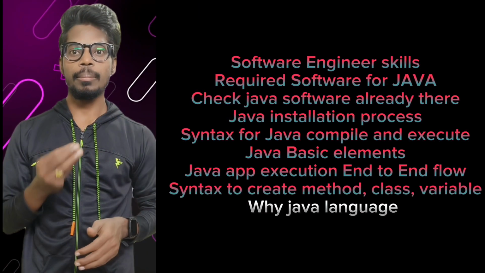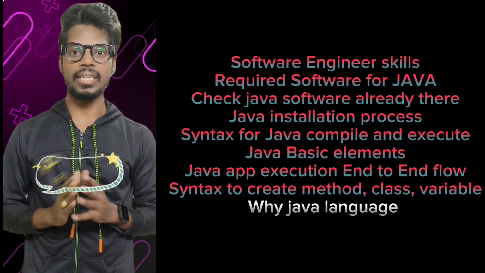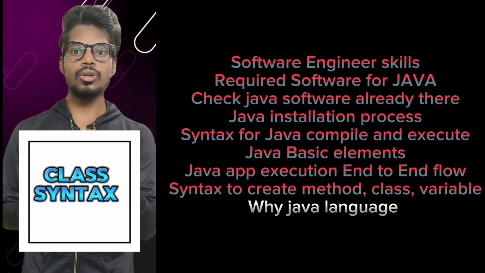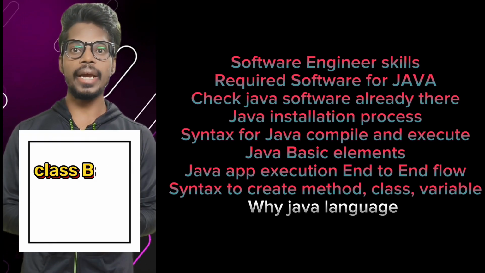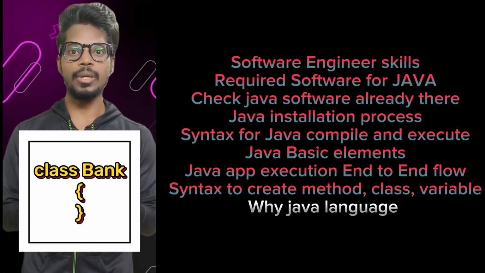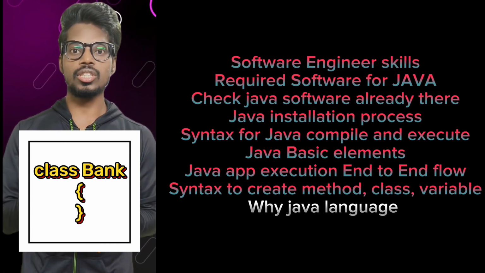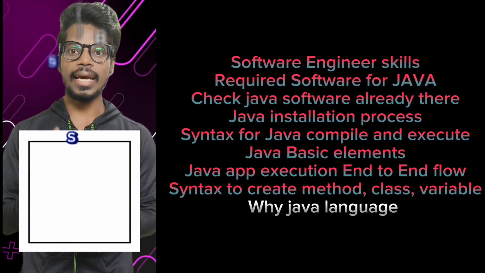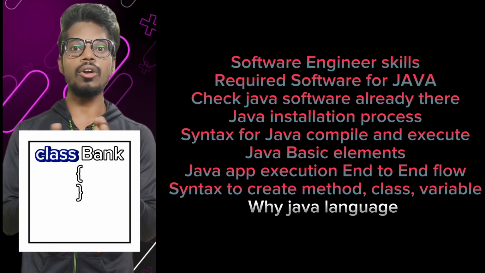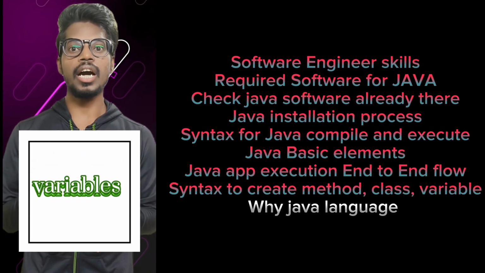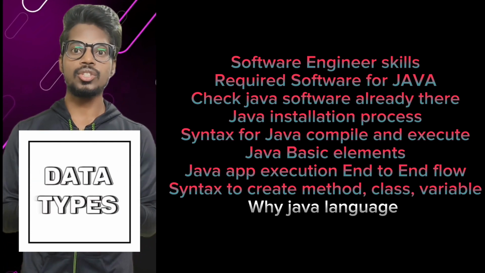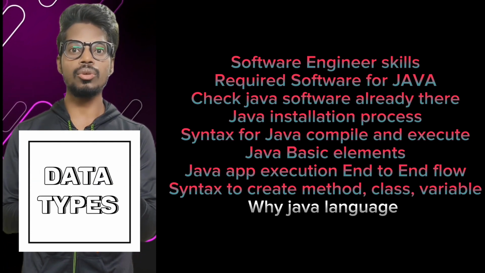Syntax to create methods, variables, classes and packages, guys. When it comes to a class: the class name, open bracket and closed bracket. This is the minimum syntax to create a class. That's why we have to use the keyword called class. In the same way, if you want to create a variable, we have to use the concept called data types. Any data type we can utilize in order to create a variable.